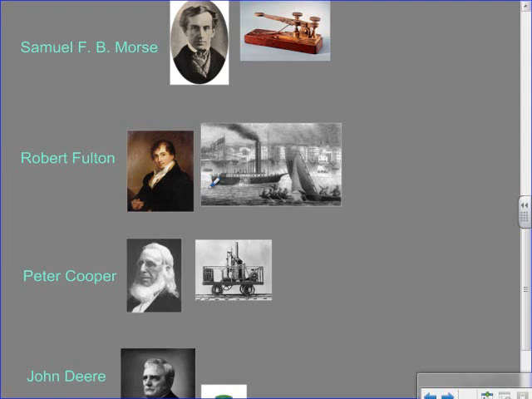Now, you have to understand that these top three actually all do a lot to bring the nation closer together, because with the telegraph, people can talk better, more efficiently, and quicker. With the steamboat, you can travel easier. Same thing with the train. You can transport goods quicker and become closer as a nation. So it's pulling these different parts of the country together.